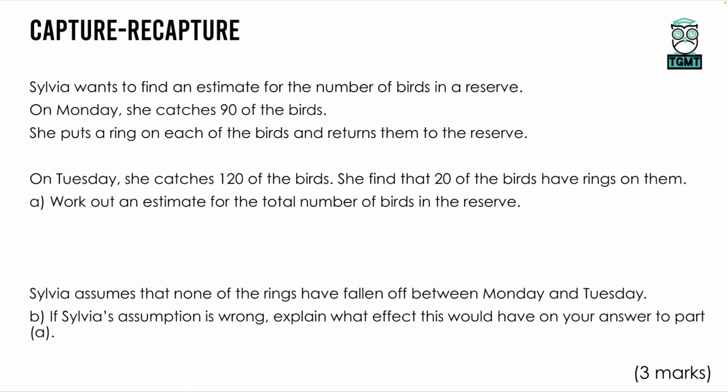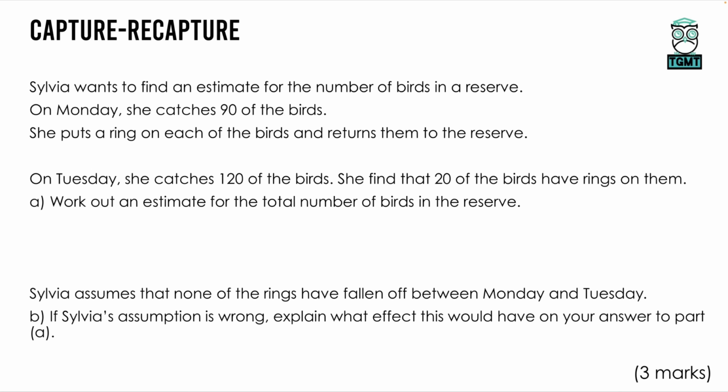And on to our final question, looking at capture, recapture. There's a lot of words in this question, but the actual maths is quite short to do. There are lots of different methods for this question, but I'm going to show you one method thinking about proportion. It says here, Sylvia wants to find an estimate for the number of birds in a reserve. On Monday, she catches 90 of the birds. She puts a ring on each of the birds and returns them to the reserve. On Tuesday, she catches 120 of the birds and she finds that 20 of the birds have rings on them. Work out an estimate for the total number of birds in the reserve.